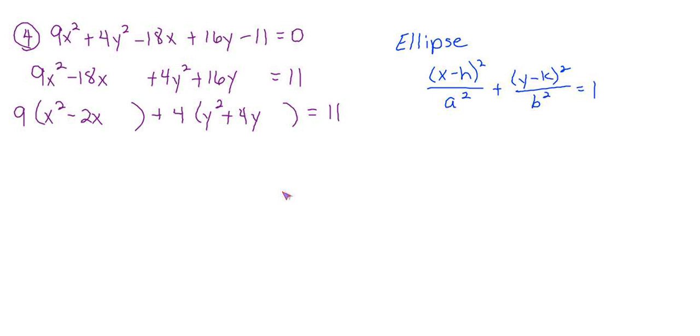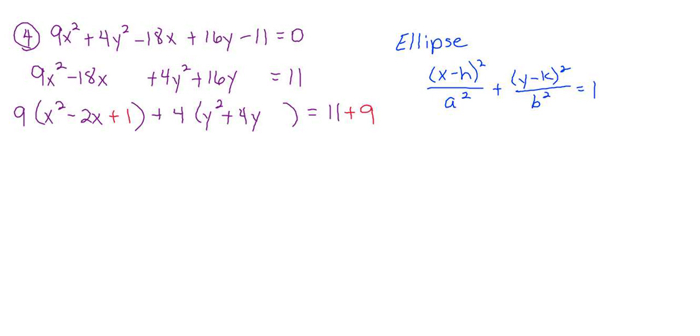So, what do I need to complete the square? Half of negative 2 is negative 1, and negative 1 squared is 1. So I'm adding 1. Now, because I have the 9 factored out, I'm really adding the value of 9 to this side, 9 times 1. So I'm going to need to add 9 to the other side.